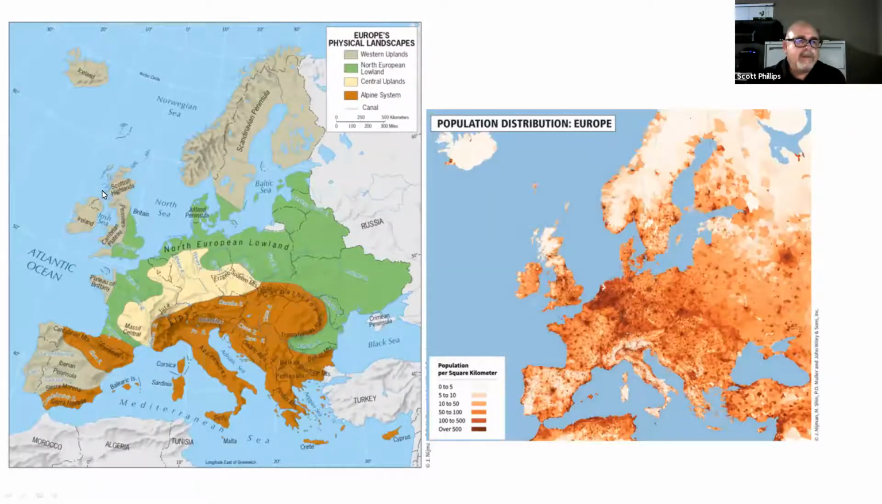Now, this is showing the physical landscapes and the population distribution. And you can see, particularly in the North European lowland, and also in some of the central uplands, some of the denser populations in Europe. Some of the smaller countries, called Benelux, Belgium, Netherlands, and Luxembourg, are very densely populated, same with the United Kingdom, into Germany, and so on. Then up in the Alps, more mountainous, there is a less dense population.